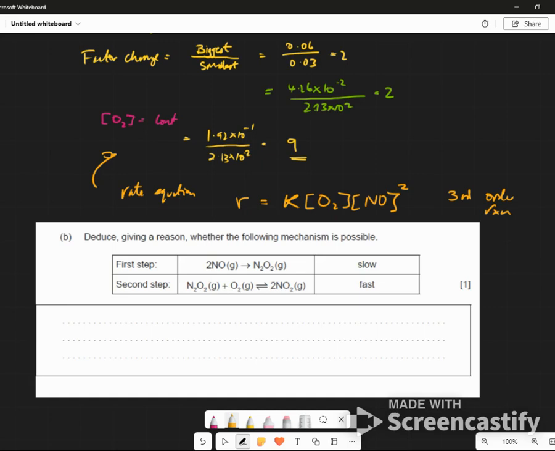All right. So, deduce, giving a reason, whether the following reaction mechanism is possible. Is that a possible reaction mechanism? What do you think? It's a yes or a no, guys. What do you reckon? And don't be scared. If you don't know, just say IDK. We're not here to judge anyone.